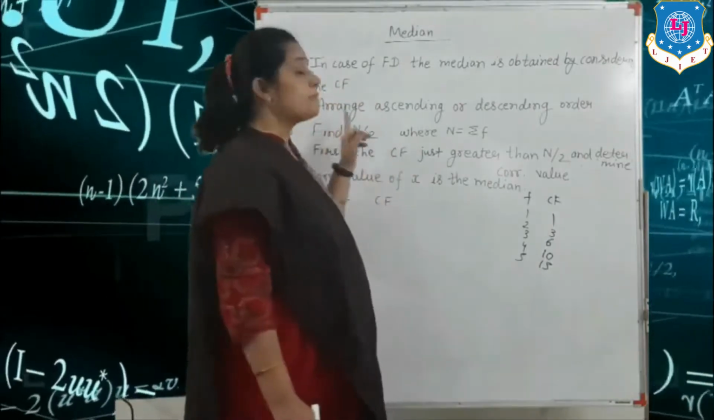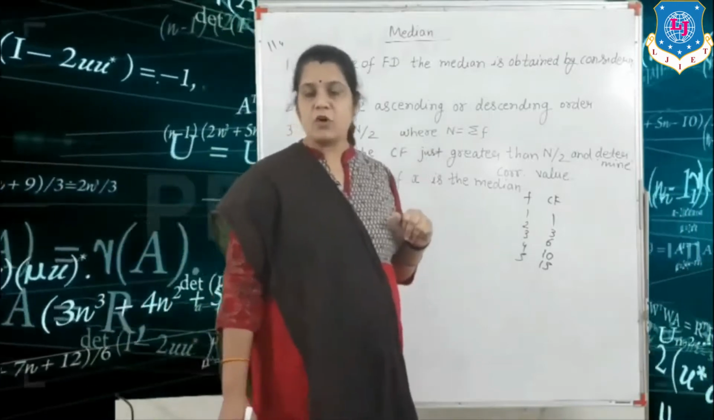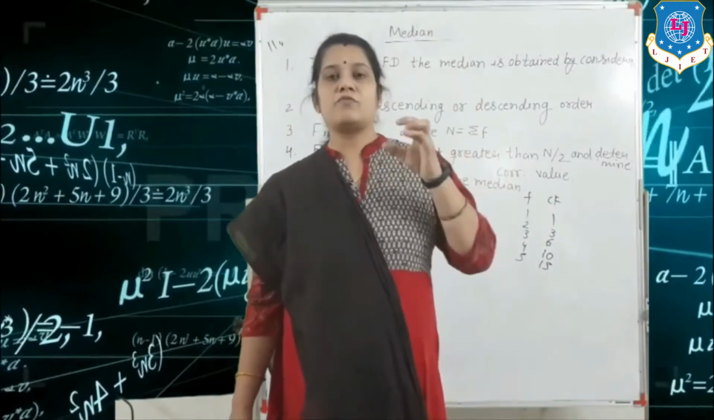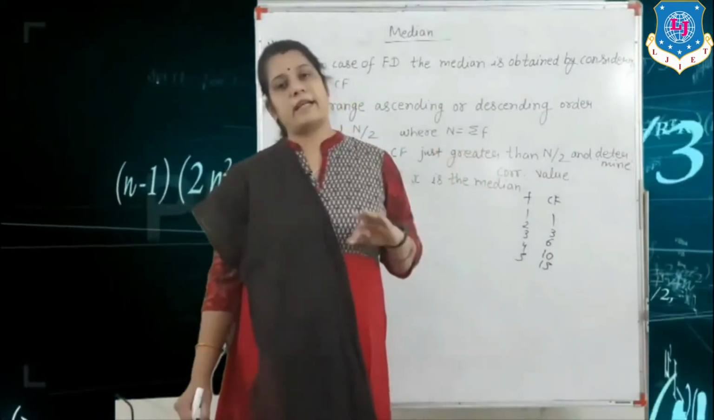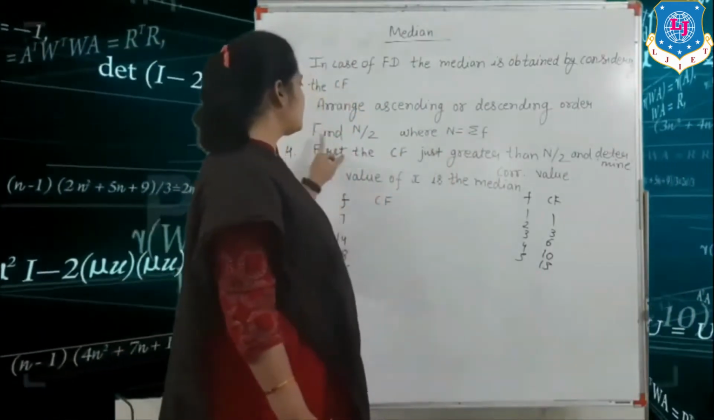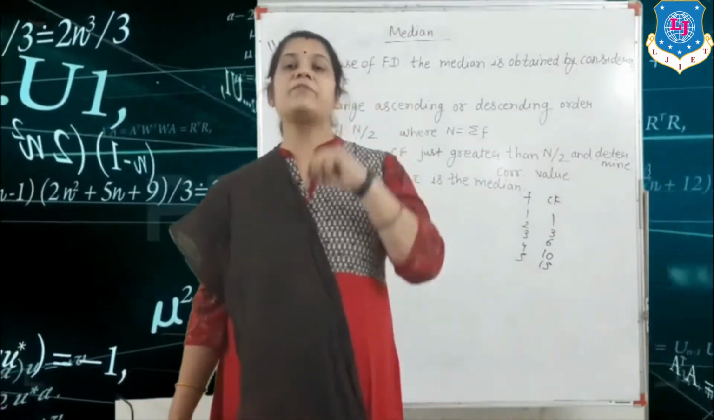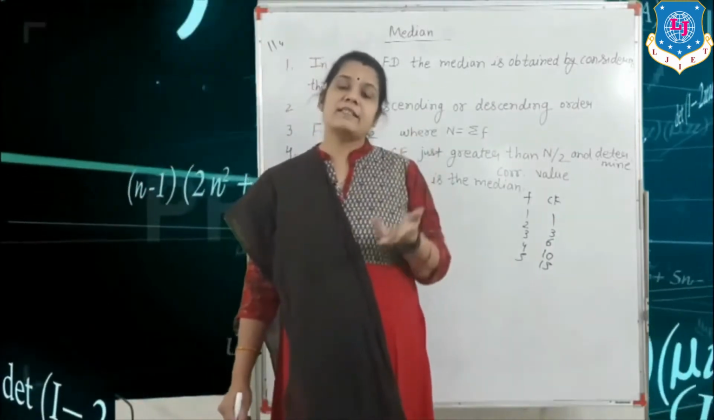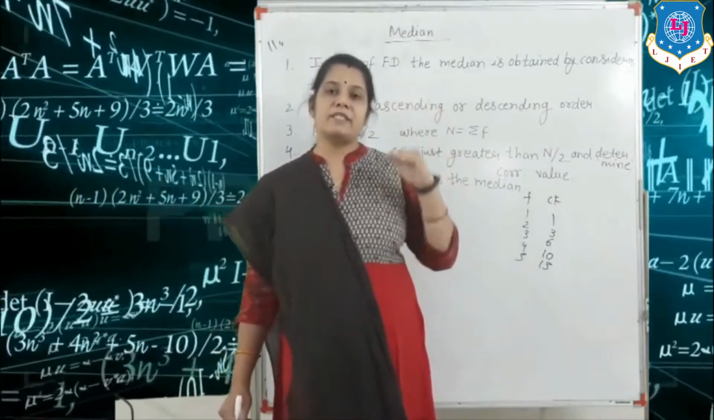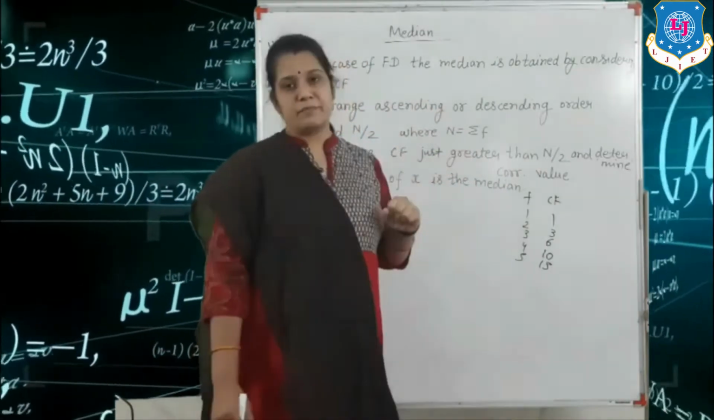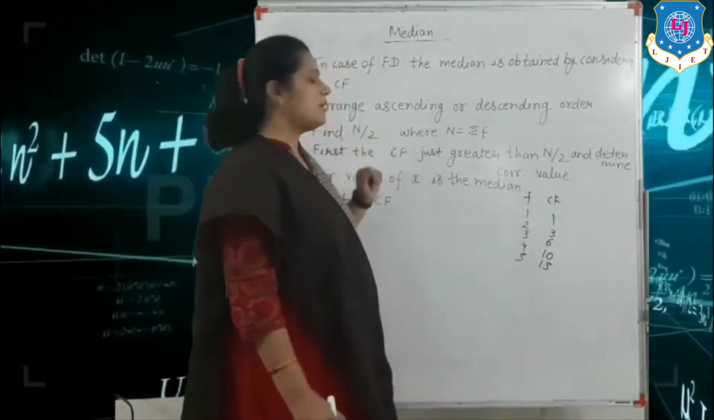The second step is to arrange in ascending or descending order. That means you are given the values of x, so first you check that all the values are arranged in ascending or descending order. The third step is to find N by 2. Capital N means the sum of the frequency, summation f. So we sum all the frequencies and write it as capital N. Then we find N by 2.